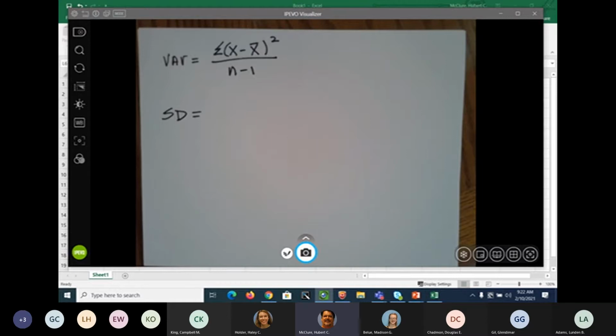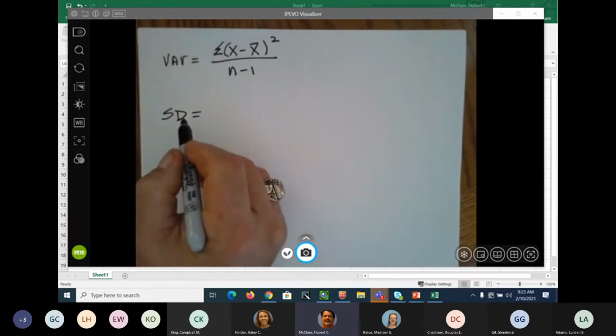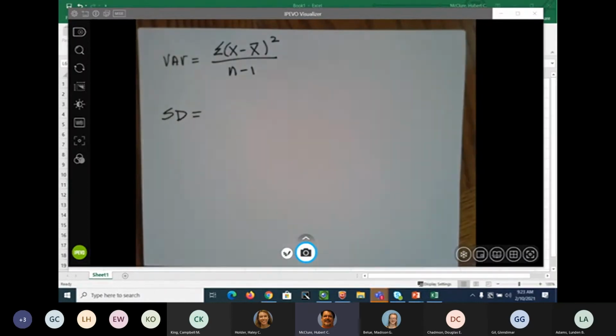Somebody besides Miss Gill and Miss Chadman, what is the relationship between the standard deviation and the variance? Okay, we got somebody chatting. Let's see. Okay, that's standard. I don't know. That's standard deviation. What is the relationship between the standard deviation and the variance? What do I do to the variance to get the standard deviation? Anybody?